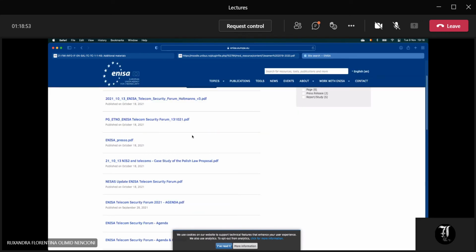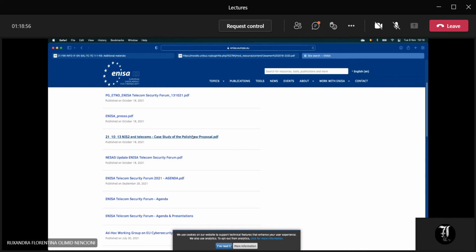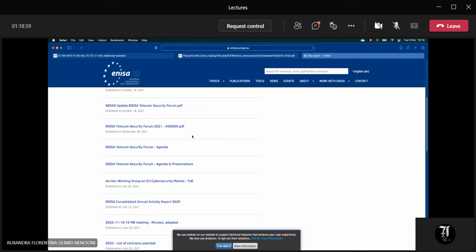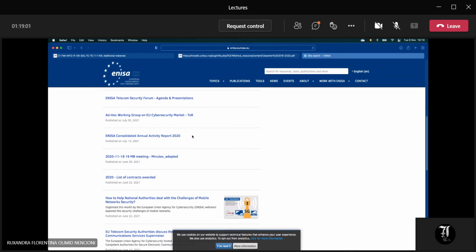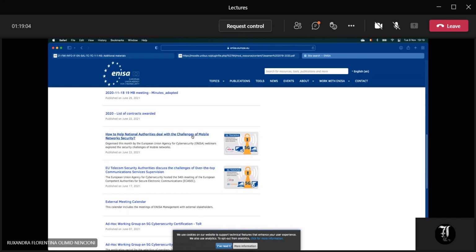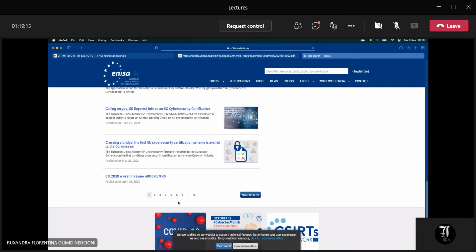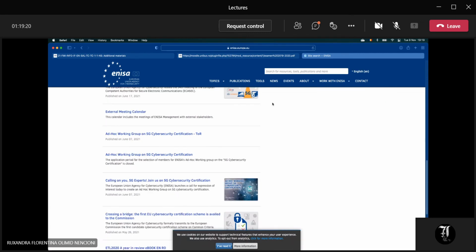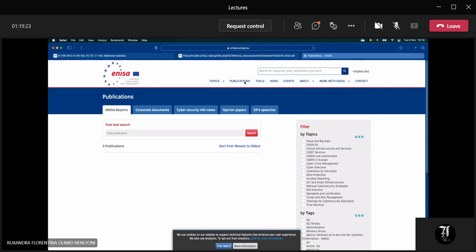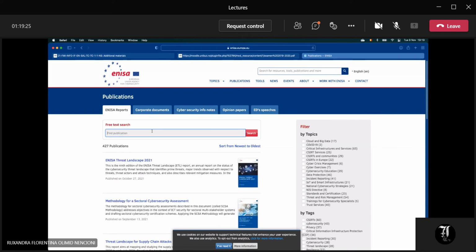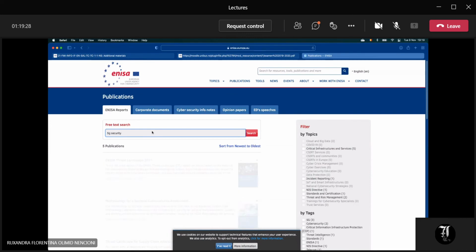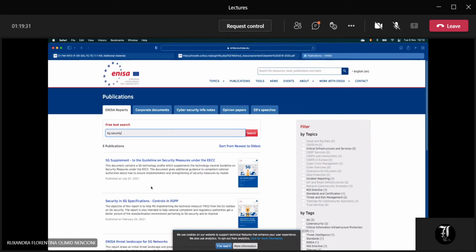I have some forums. I have some agendas. Maybe it's something that I don't really like. I have some training on 5G. That might help, or might not help. But I really have a lot of documents. So maybe I go to publications. Let's see if it's better to find just publications. So I find 5G security, and I find 5 publications.